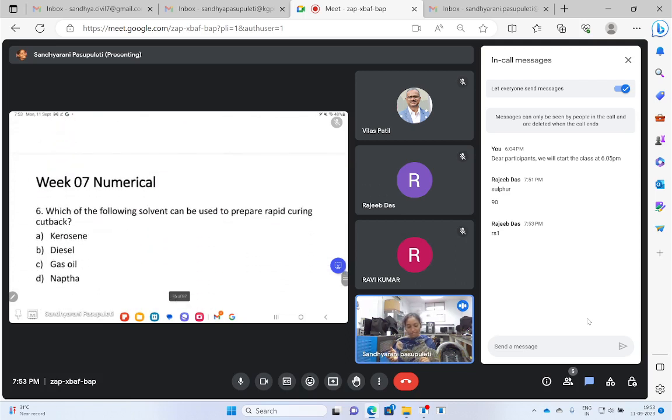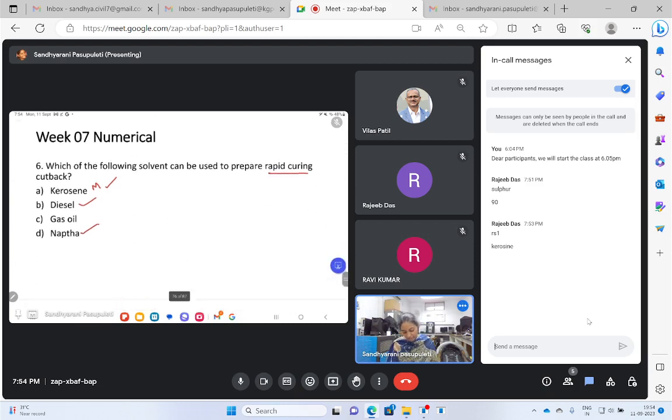Which of the following solvents can be used to prepare the rapid curing cutback? Rapid curing means the solvent should be evaporated quickly. Kerosene we know is medium because it will take some time to evaporate. So rapid means it should evaporate quickly. Diesel is also slow, we know. So naphtha is the one which will be evaporated very quickly.